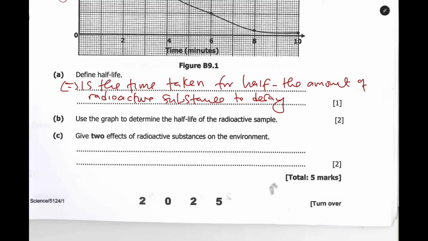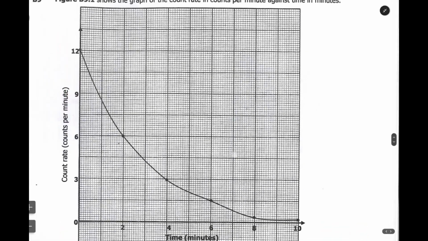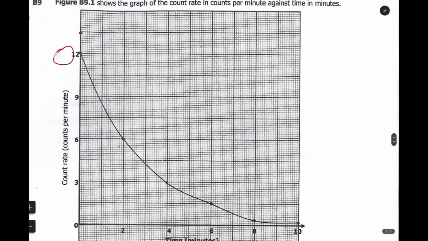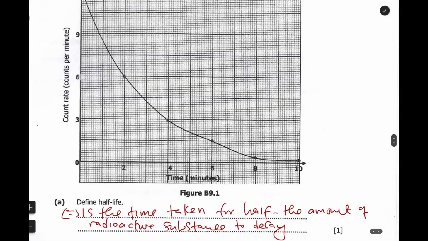Use a graph to determine the half-life of a radioactive sample. So half-life is the time taken for half of the sample to decay. The original amount of the sample was 12. Half of 12 is 6. So at 6, if we follow it here, the time was 2 minutes. So half-life is equal to half-life 1 plus half-life 2, then divide by 2. We find the average. Half-life 1 we found to be 2. That is the time here.